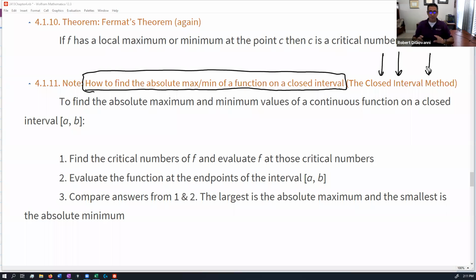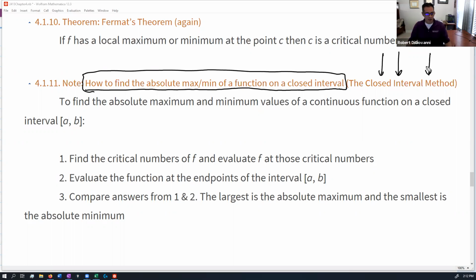Because what it says is, from here on out in your life, in calculus, differential equations, doesn't matter what it is, if you have a function of a single variable, like f of x, and it's defined on a closed interval, then this is how to find the highest and lowest points of that graph on that interval. This is how to do it.